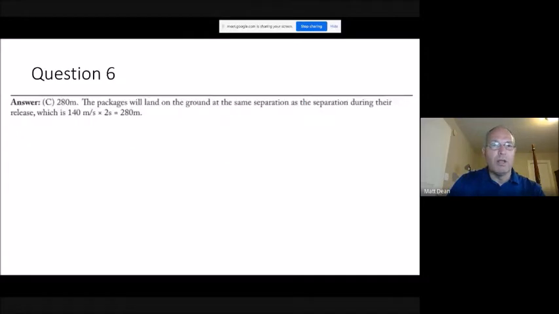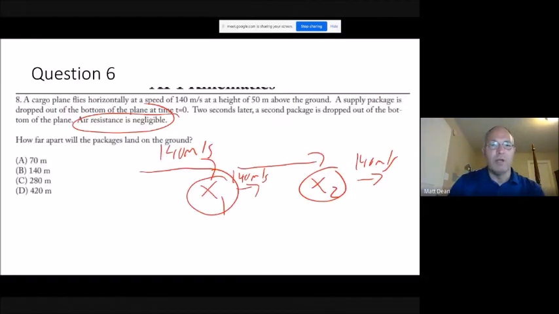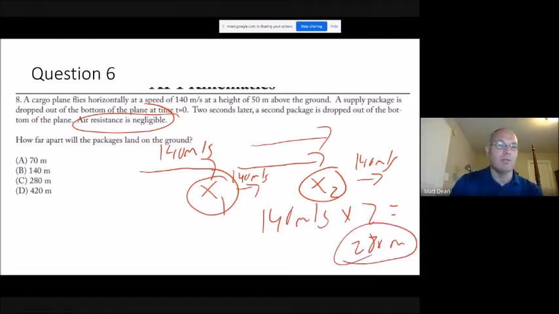So what we're looking at here is that they're going to land apart essentially 280 meters, because during that 2 seconds, the plane traveled a distance of 280 meters before it dropped the second box. So we're going to go 140 times 2 to get a total separation of 280 meters.